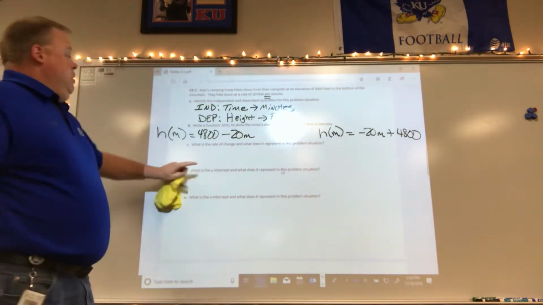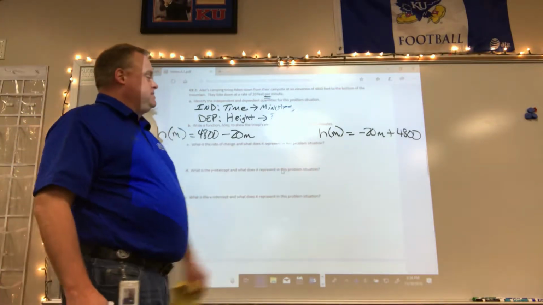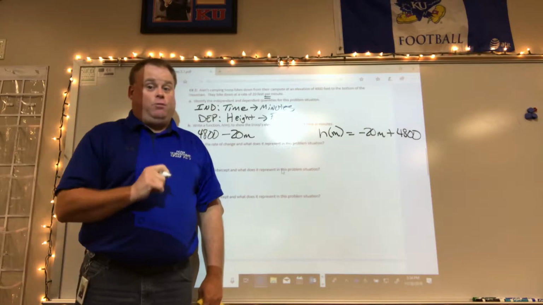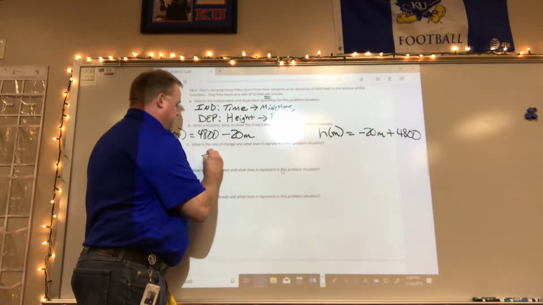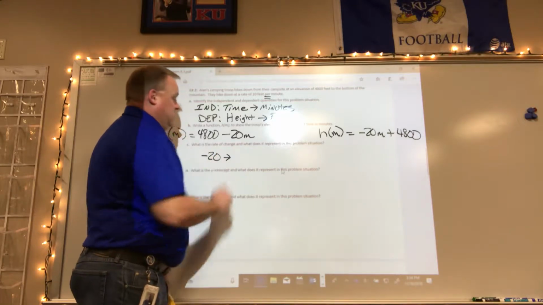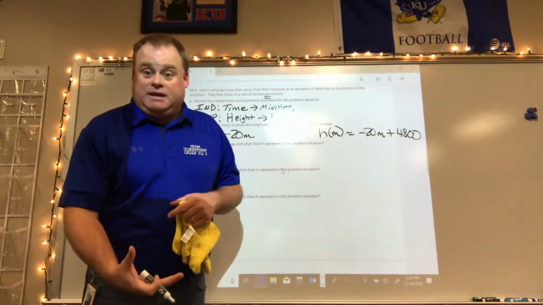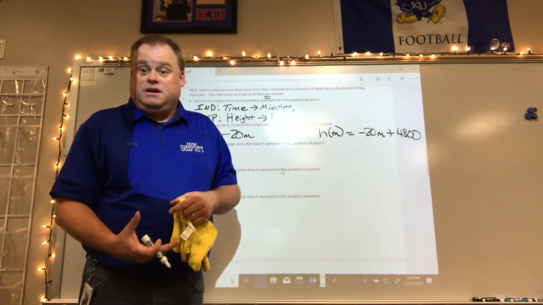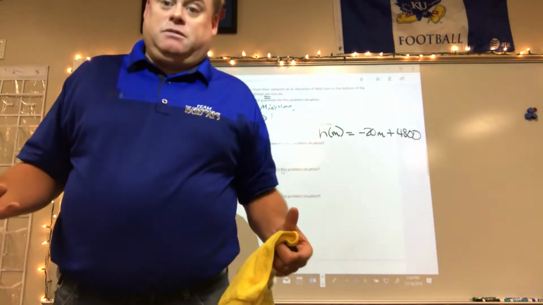What is the rate of change and what does it represent in this problem situation? Well, remember, rate of change is slope. In this case, it happens to be negative 20. And what does it represent? The rate at which they are descending, going down per minute. The feet per minute. It's their descent rate.